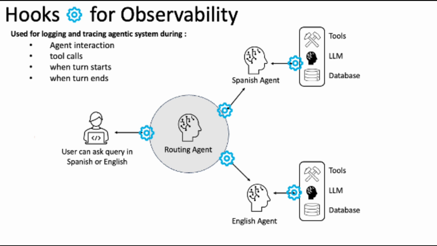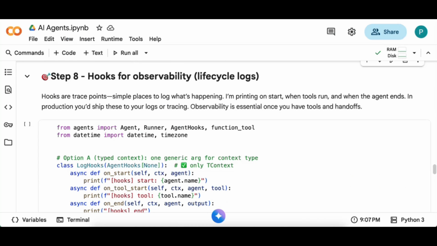These hooks let us observe what the agent is doing, like who ran it, which tools were used, how long it took, etc., without changing business logic. In production, these hooks feed logs, metrics, or traces, so we can debug and measure our agent's performance and behavior. So let us do a quick walkthrough.